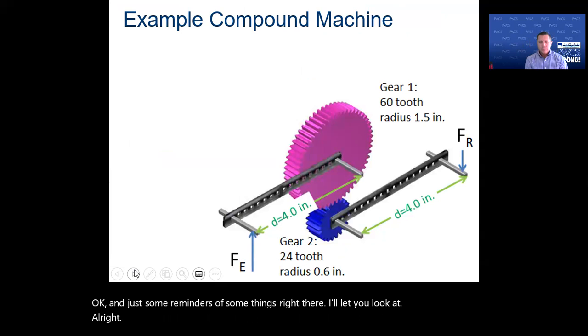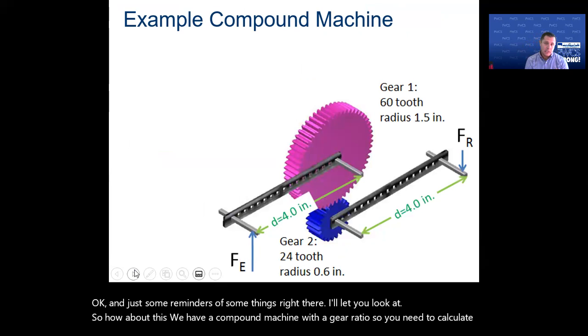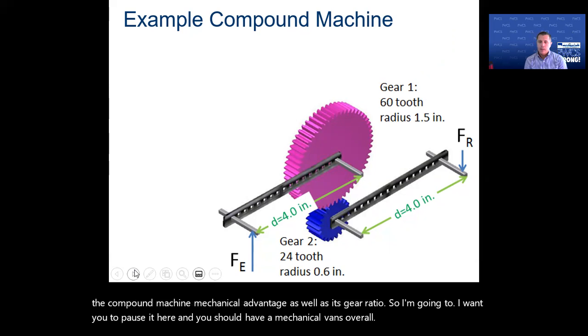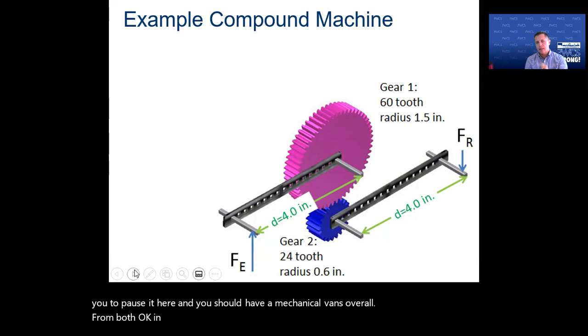So how about this? We have a compound machine with a gear ratio. You need to calculate the compound machine's mechanical advantage as well as its gear ratio. I want you to pause it here, and you should have a mechanical advantage overall from both, and the gear ratio. Pause it here, do the calculation, and unpause me when you've got an answer.